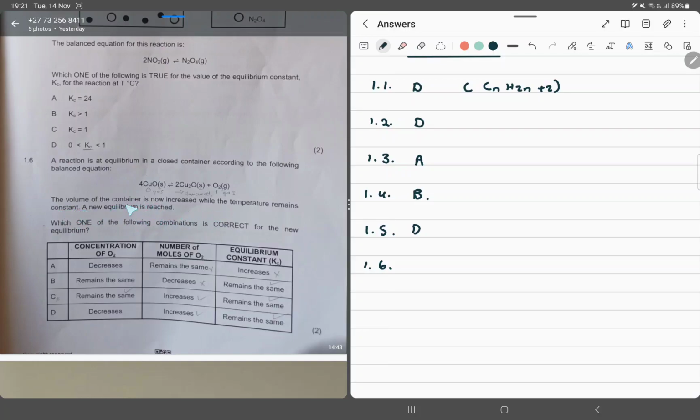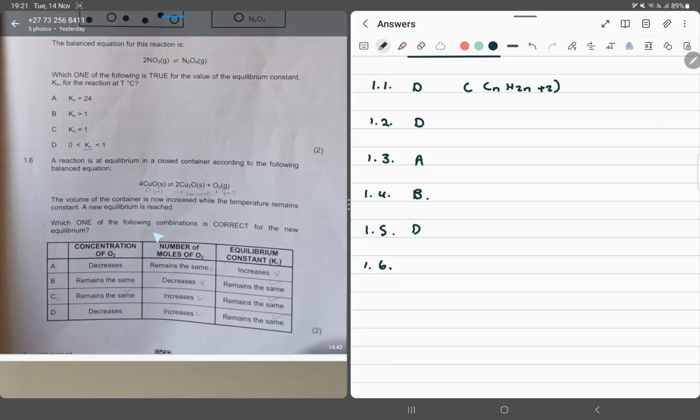Okay, so what happened here? We essentially increased the volume. That means we decreased the pressure here. All right, so decreasing the pressure will favor the reaction with the greatest number of moles of gas particles. All right, so do we have any gas particles on the left? No. Do we have any gas particles on the right? Yes. So this means decreasing the pressure here will essentially favor the forward reaction, which is the production of 2 moles of copper oxide as well as oxygen gas.